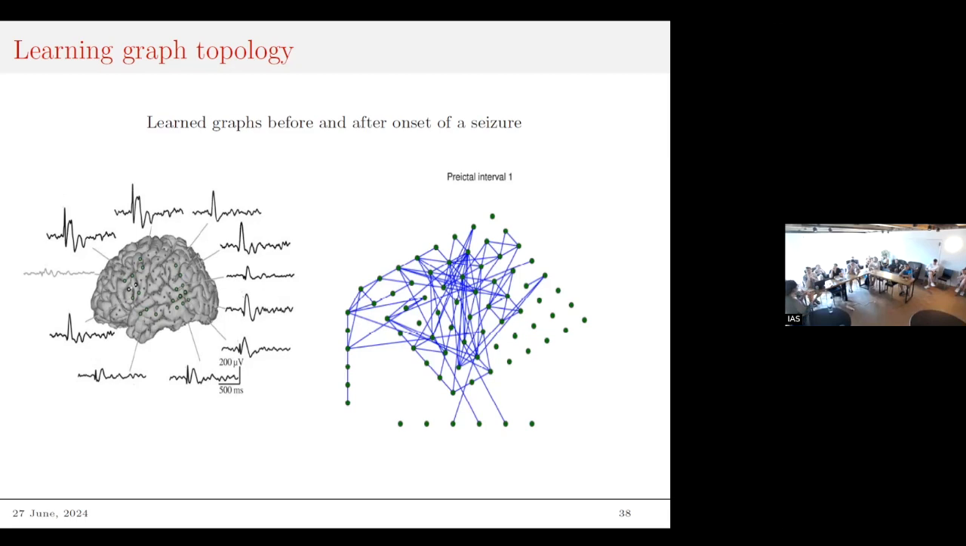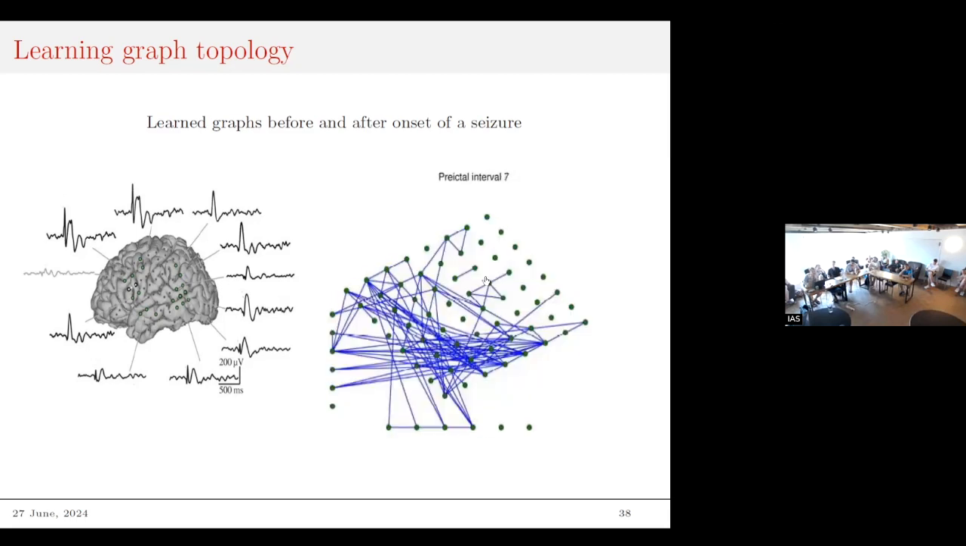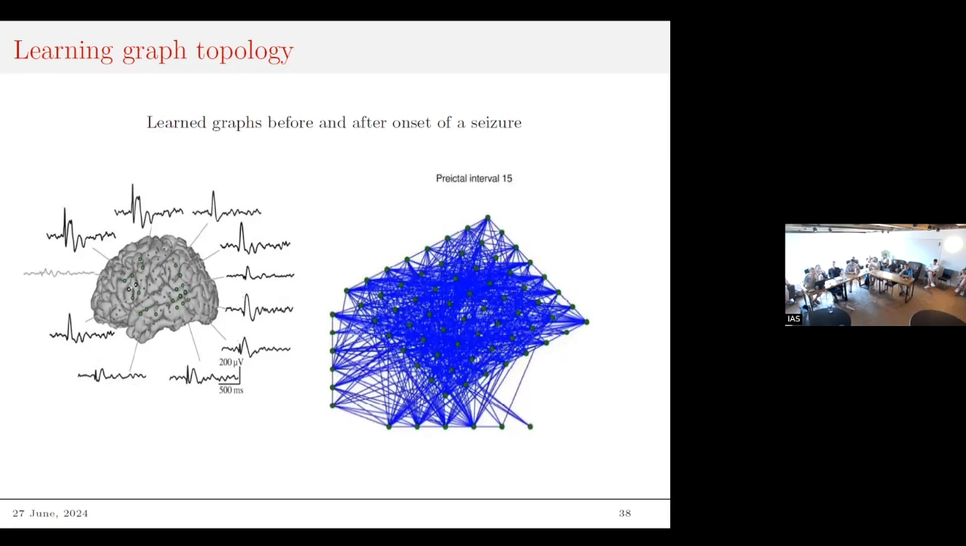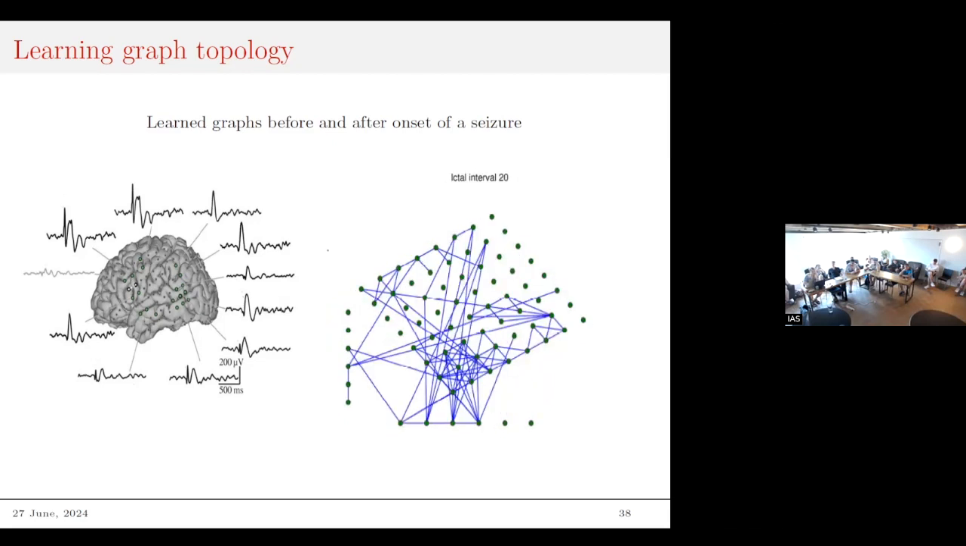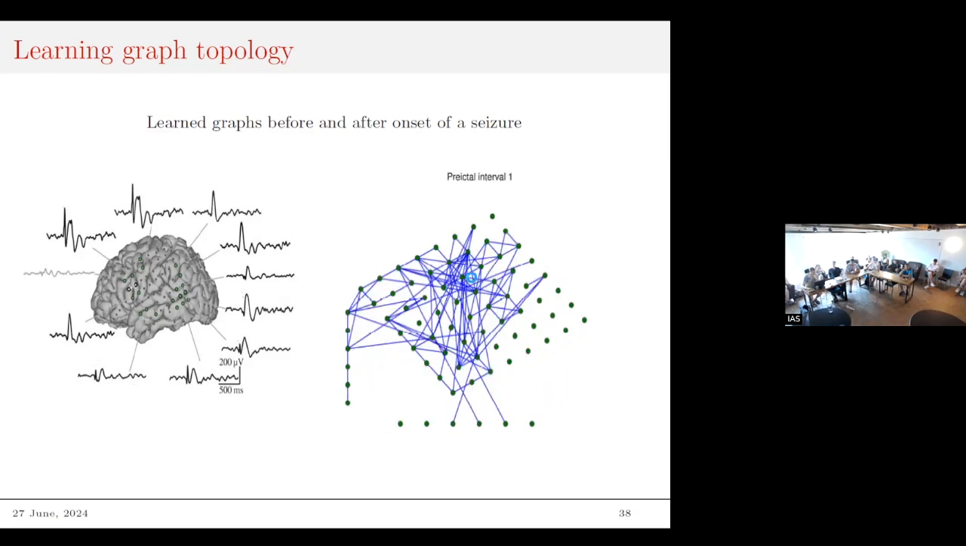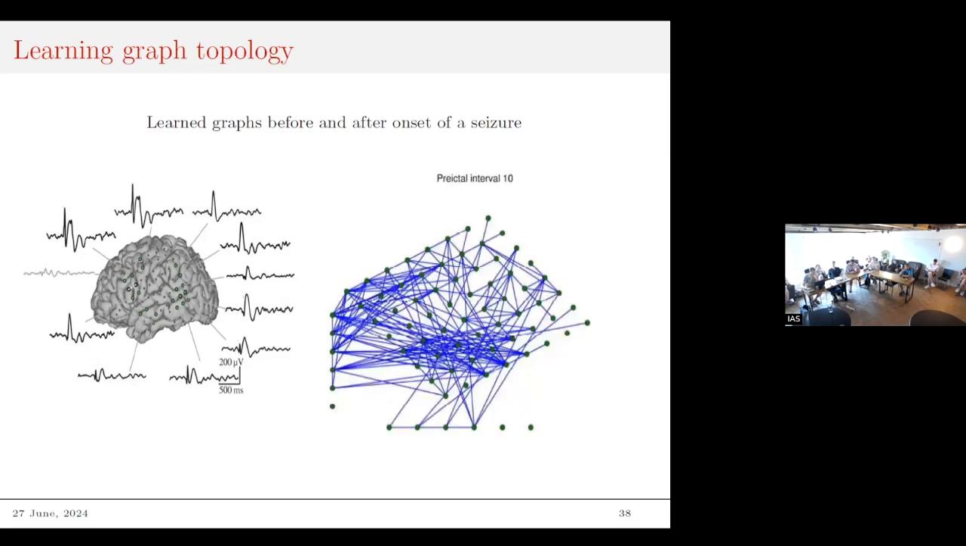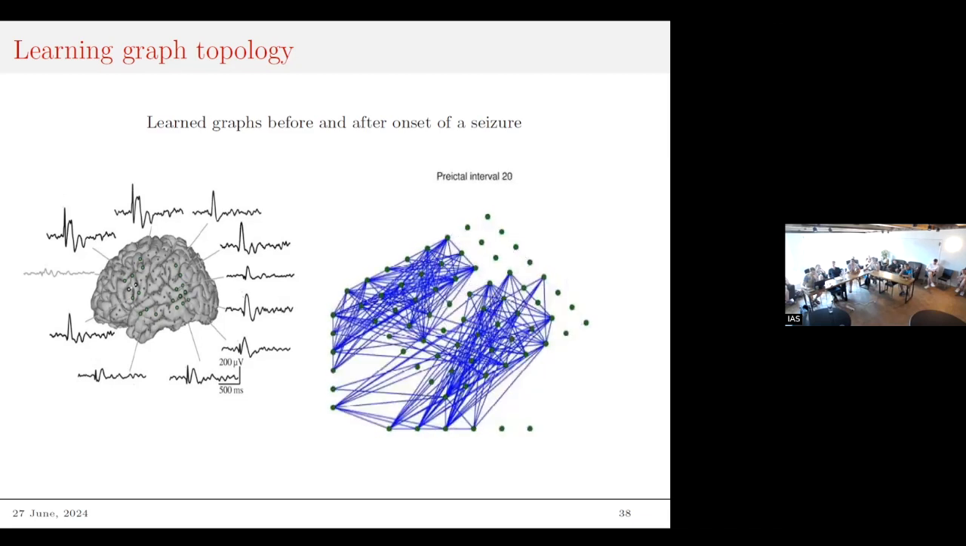It seems that there is a loss of correlation, a disorder of the functionality of the brain. We can see this animation: in the preictal phase it is strongly connected. Here it becomes less connected after the onset of the seizure. Here you can see again. This is the connectivity over 1 second.